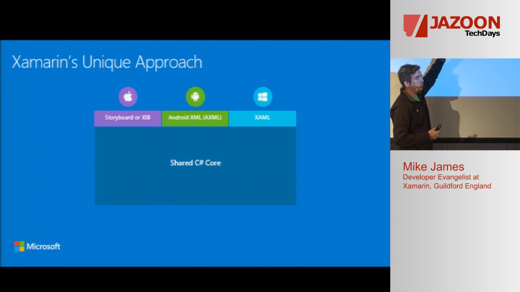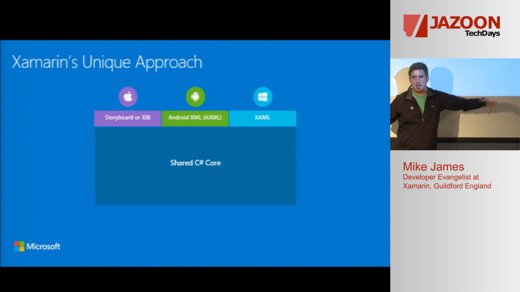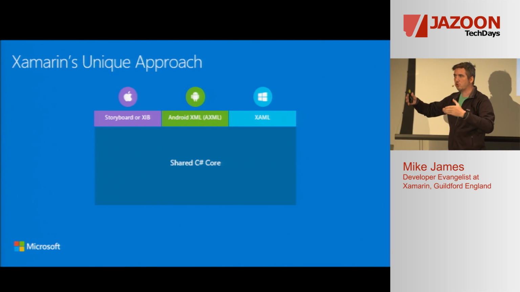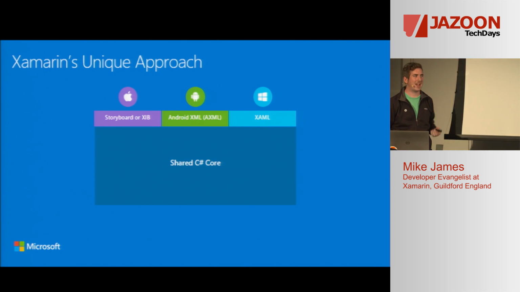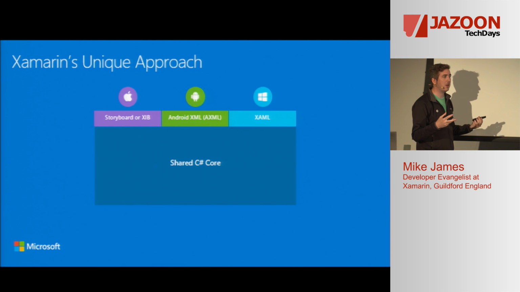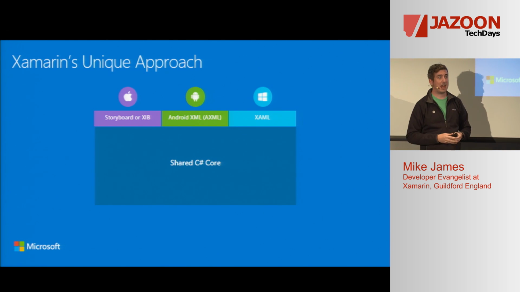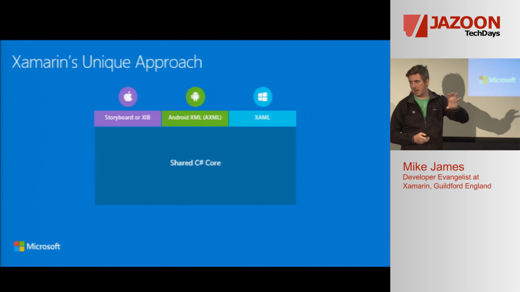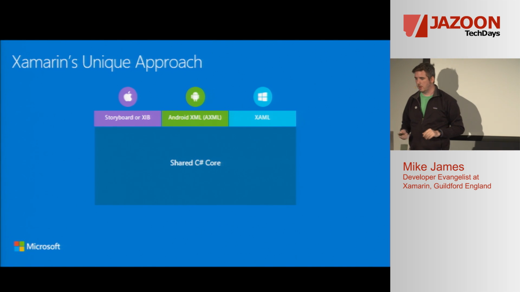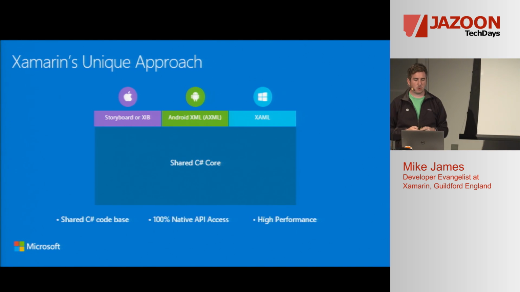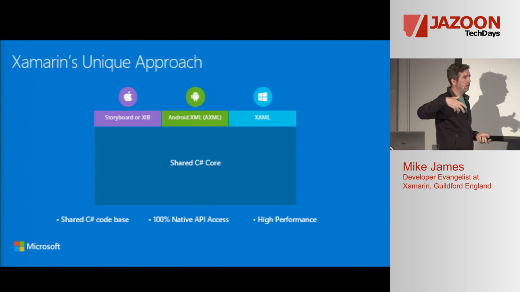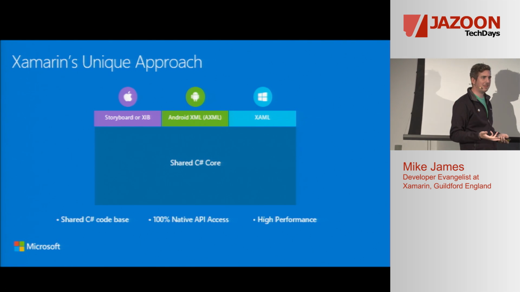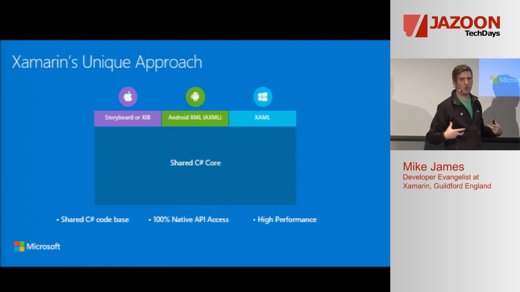So you've got your .NET core that you can share everywhere. And then you build once for iOS using storyboards or xibs. You build your UI again for Android using Android XML. And then finally, if you want to hit Windows, you would use XAML to build your UI layer, which is normally around 25% of your app. So you have the shared core, 100% API access. Every single API that the Objective-C and Swift developers and Java developers have access to, we get access to within C#.